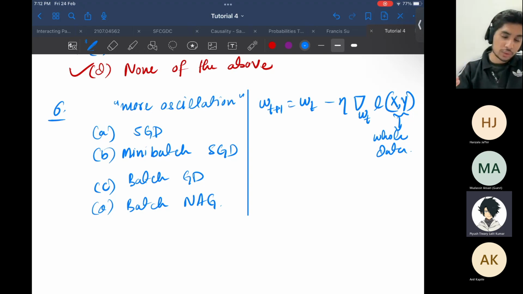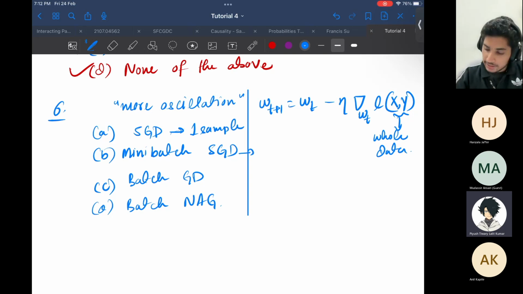So to efficiently calculate this, instead of taking the entire data set into consideration, we take, let's say, only a few samples of it. So we will take just two samples, or one sample, three samples, 10 samples. It is up to me. This introduces some sort of stochasticity, and because of this stochasticity, it is named stochastic gradient descent. So SGD uses only one sample.